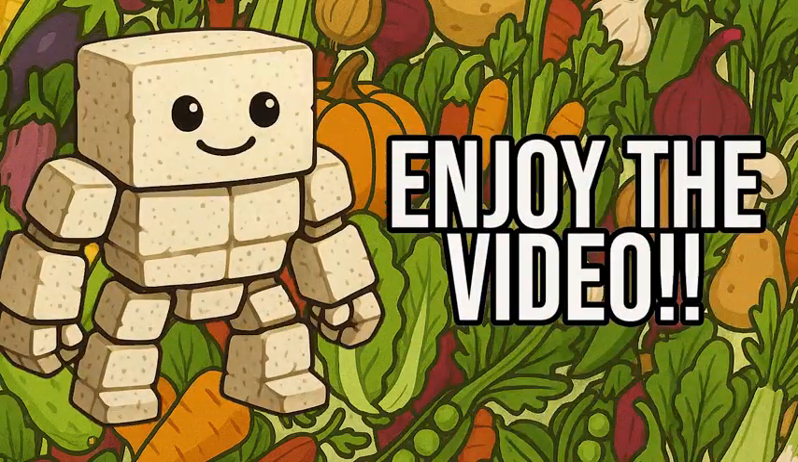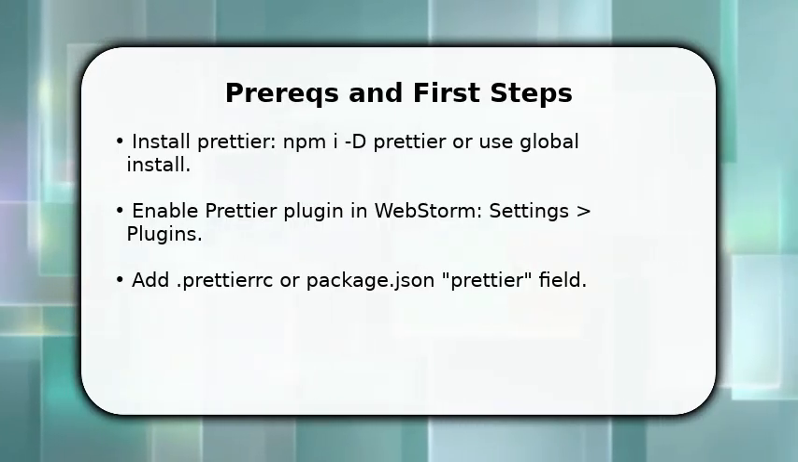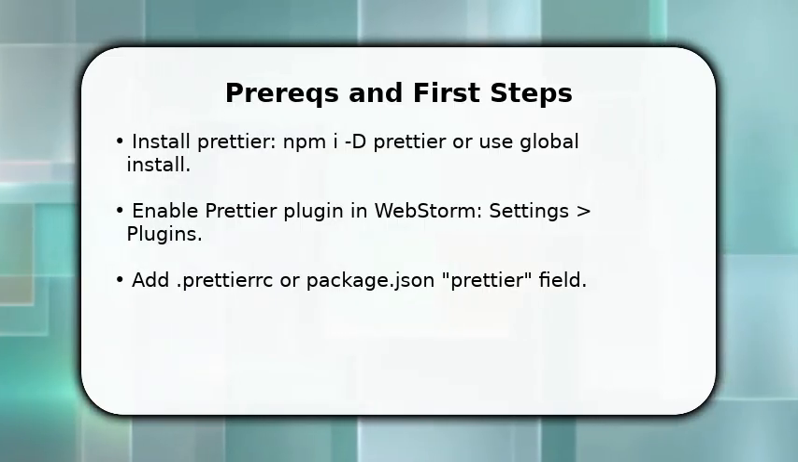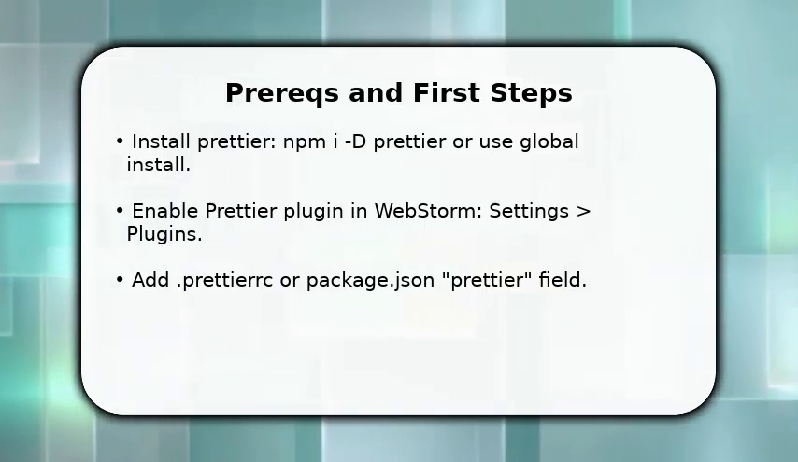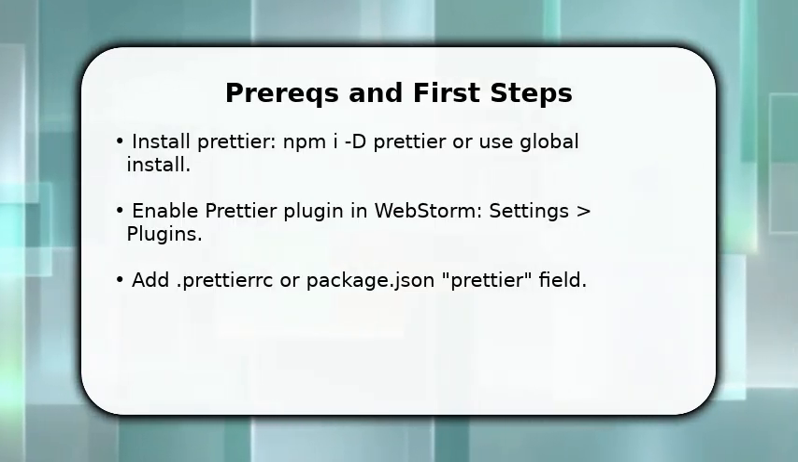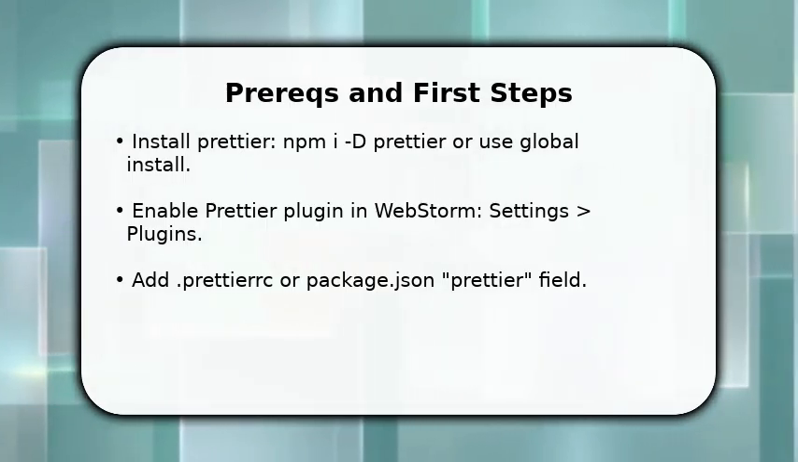Please enjoy the video. You begin by making sure Prettier is available and WebStorm recognizes it. Install Prettier in the project with npm install prettier, and then enable the Prettier plugin in Settings, Plugins. Once done, create a .prettierrc file or add a prettier field to package.json so rules live with the repo.